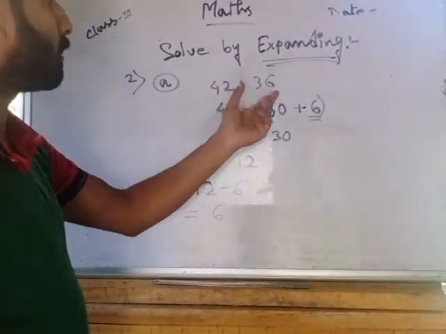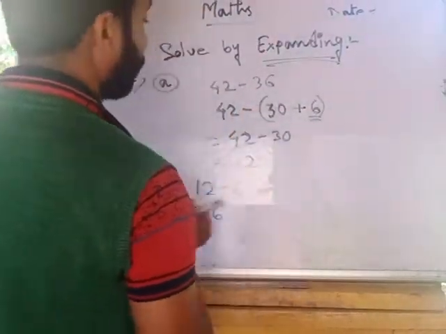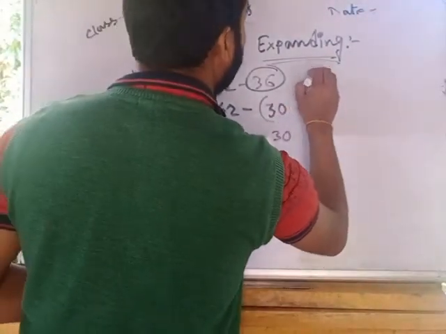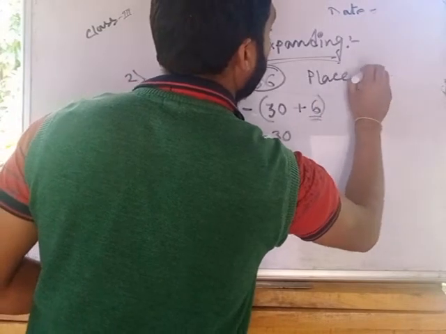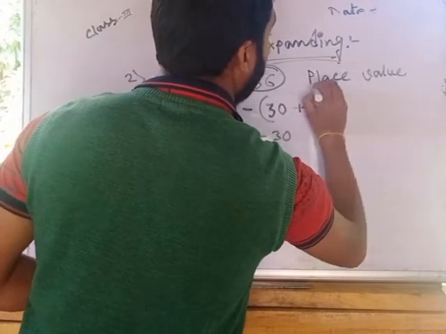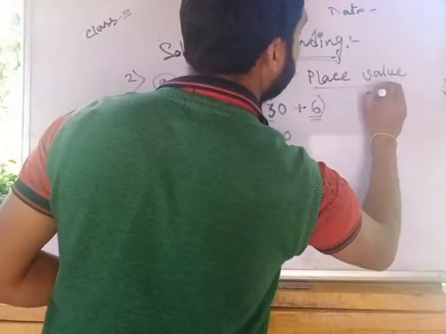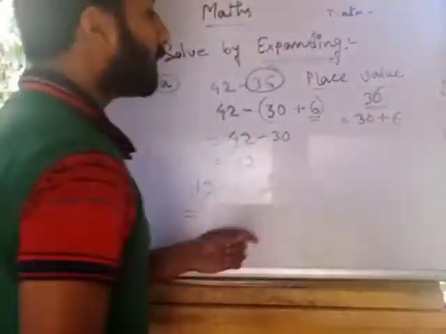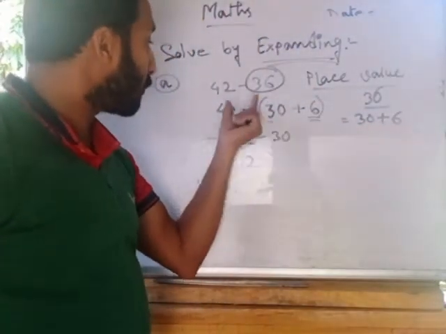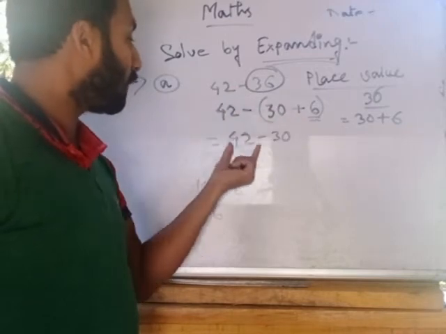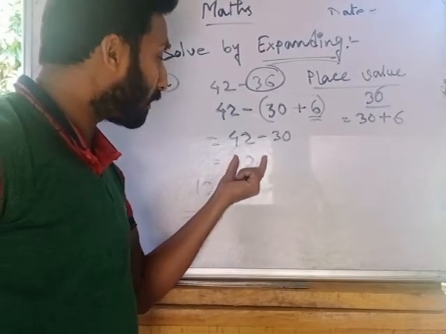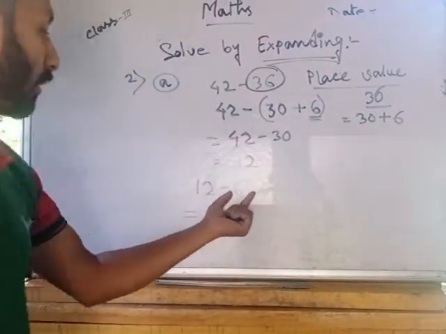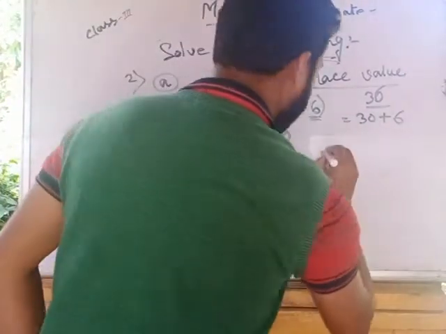Expanding method, that means you should expand this number by place value. Expand the number like this, 36, that means 30 plus 6. At first you should subtract 30 from 42. You are getting a result. After that you should subtract once again 6 from 12. 12 minus 6, that is 6.